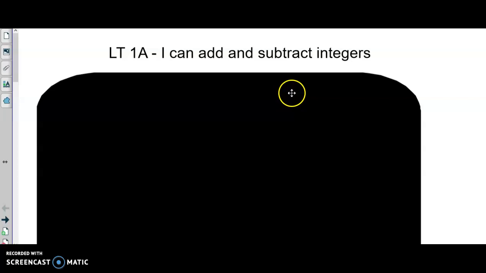Okay, so if you haven't already done so, please get a piece of paper and a pencil so that you can take notes and write down everything you see on the screen.